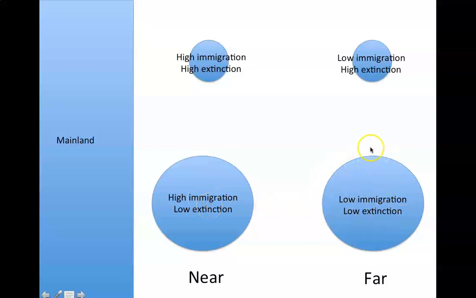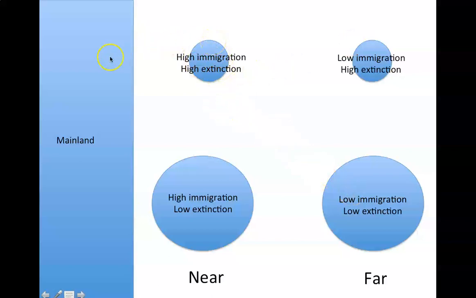Compare that with this small island that's far away. Because it's far away, it's going to have low immigration, because it's going to be infrequent or rare for a species to make it from the mainland to this distant island. And because it's small and has fewer resources available, it's going to have high extinction. So this island is going to have the lowest species diversity. These two islands are going to be somewhere in between.